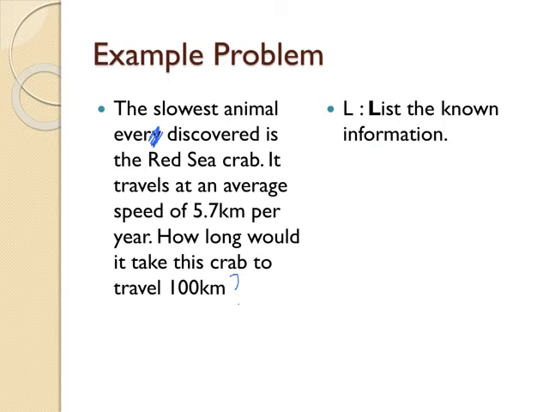So first thing is listing what you know. In the problems, if it's a test or quiz that you can write on, go through, underline your numbers, and then you need to figure out what those numbers stand for. Right, so reading, we see that this explicitly tells us that's our average speed. So we know V is 5.7 kilometers. All right, and then we have how long would it take this crab to travel 100 kilometers.